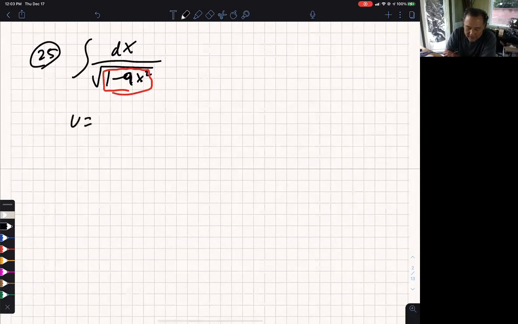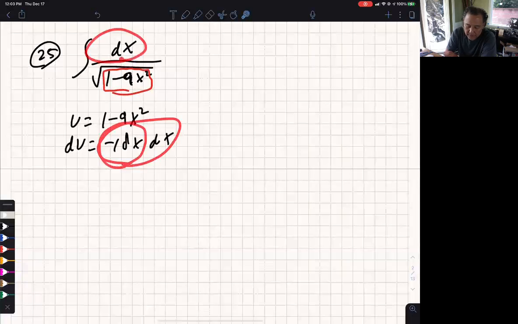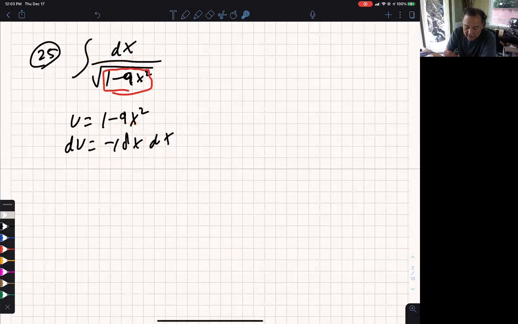And if you try to make that u, you would get du is minus 18x dx. And here's the problem. I don't have this here. And whenever you have an x, there's no way you're going to get an x to magically appear there. You can get a number to appear there, but not a variable. So that's not going to work.